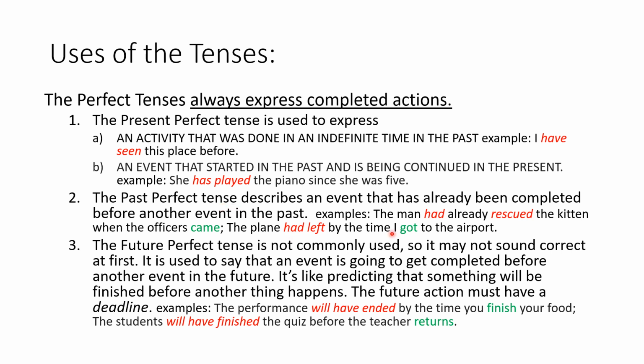Example sentence. The man had already rescued the kitten when the officers came. So this occurrence or this event took place in the past. And during that moment, two actions happened. In order for us to describe which of the two actions happened first or was completed first, we use the past perfect tense. So, we have here the verb had rescued.